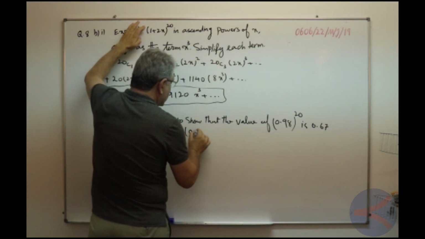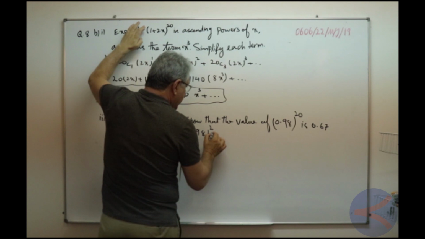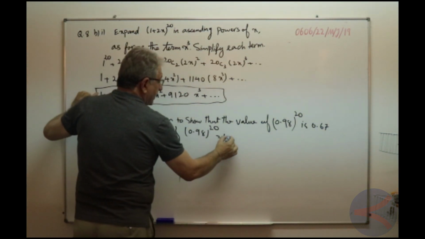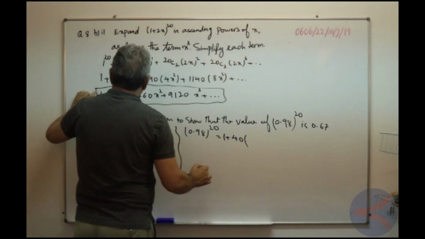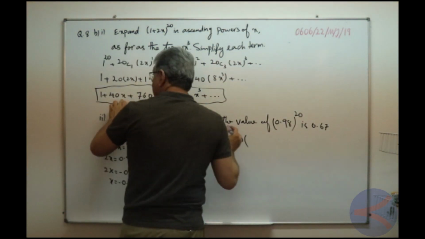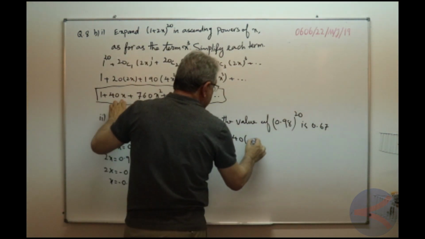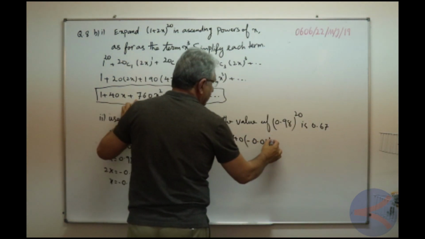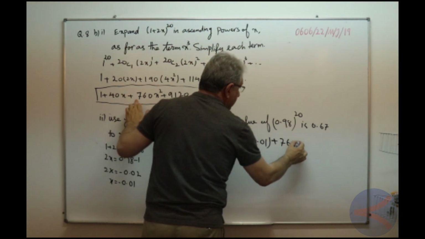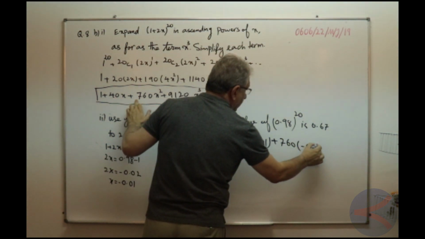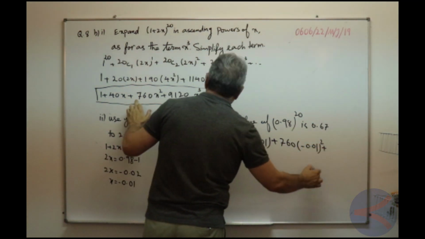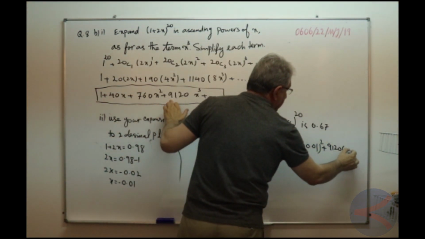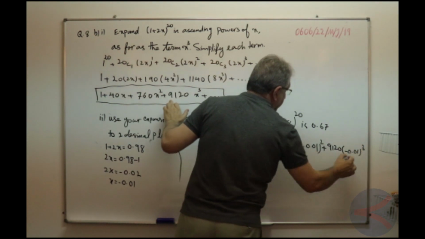Therefore, 0.98 to the power of 20 is equal to 1 plus 40 times negative 0.01, plus 760 times negative 0.01 squared, plus 9120 times negative 0.01 to the power of 3.